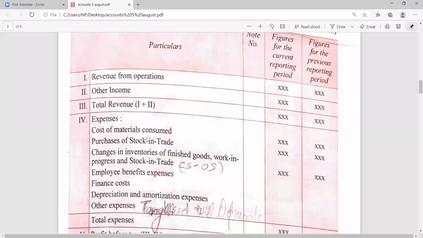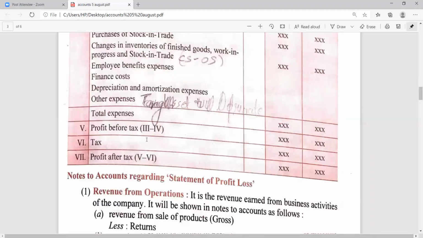If the first column is revenue from operations, you have to consider revenue from operations first. You can't write other income first, because this is a prescribed format given under Schedule 3 of the Companies Act 2013. So you have to follow that format given under the Companies Act. Now, the notes to accounts regarding the statement of profit and loss.